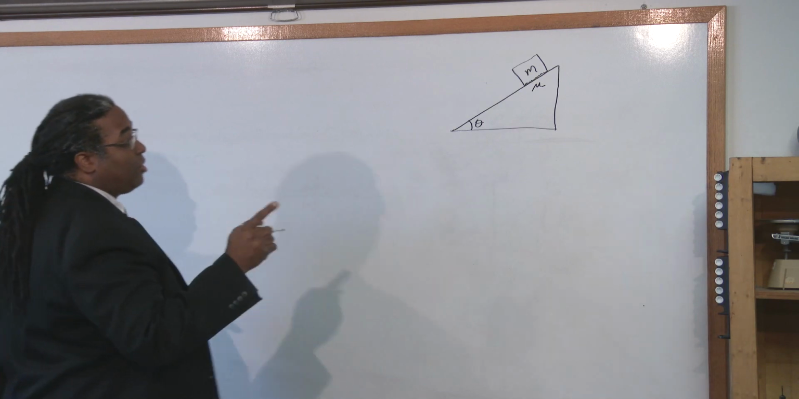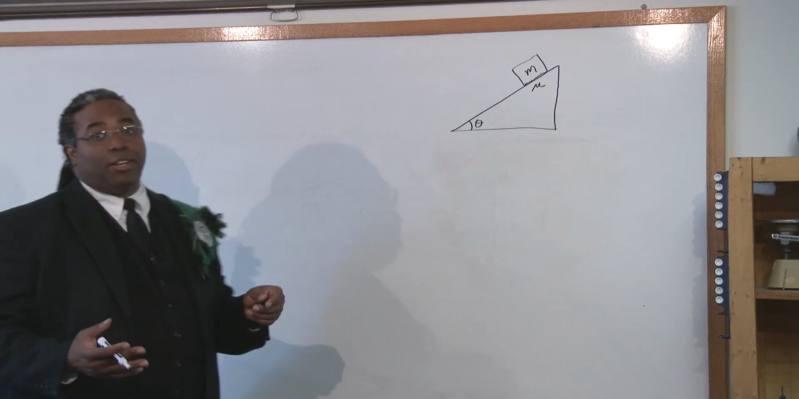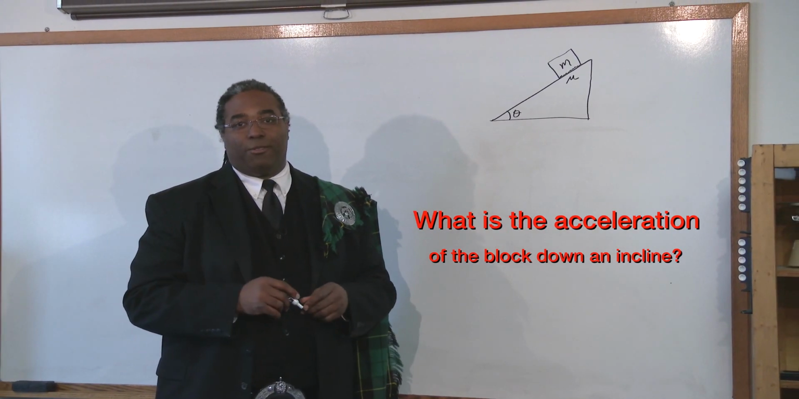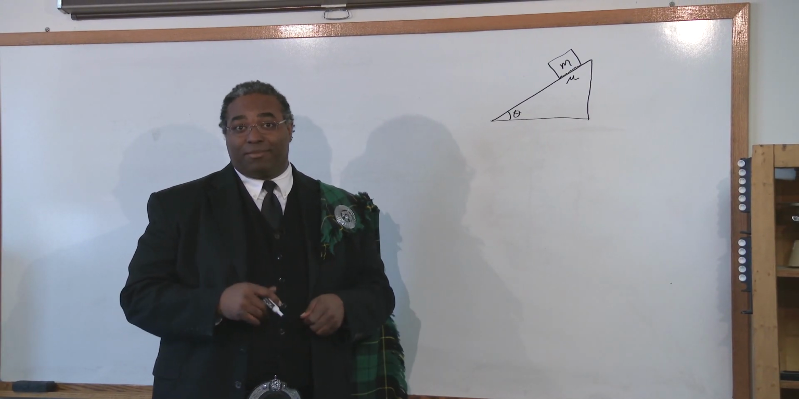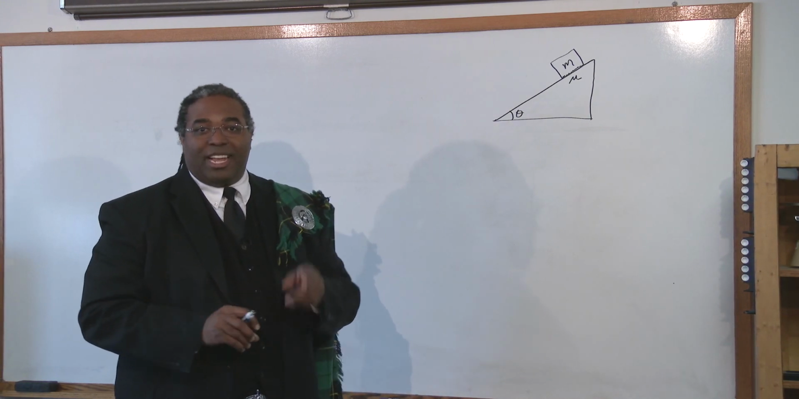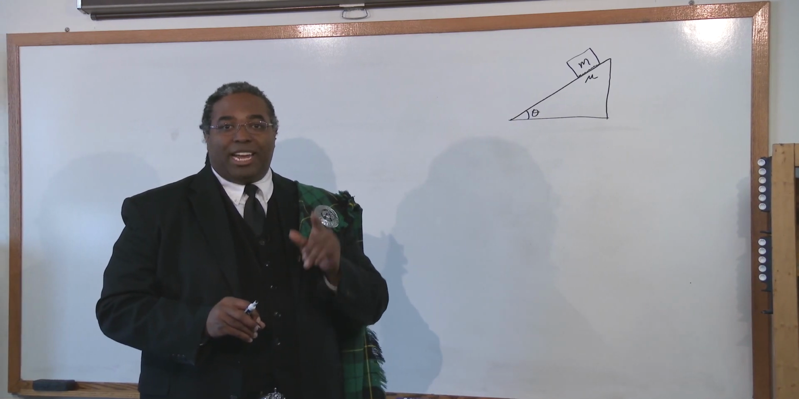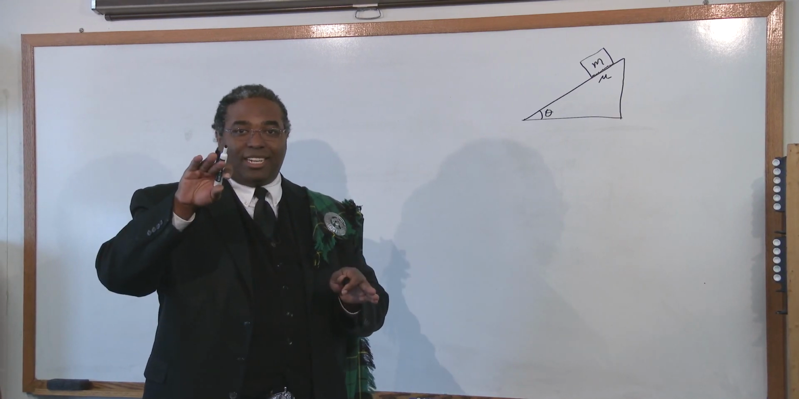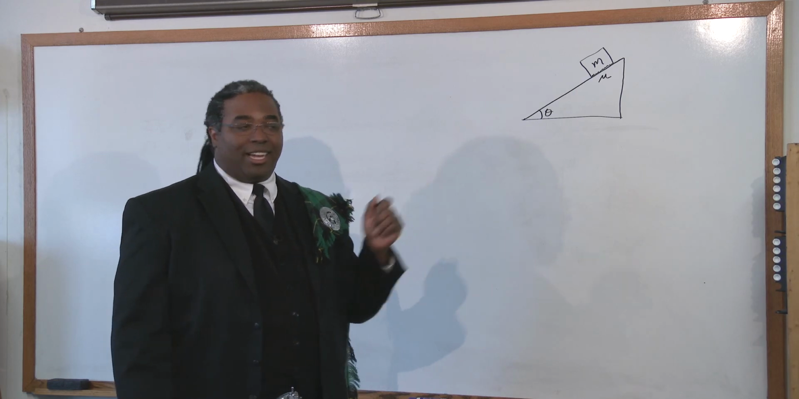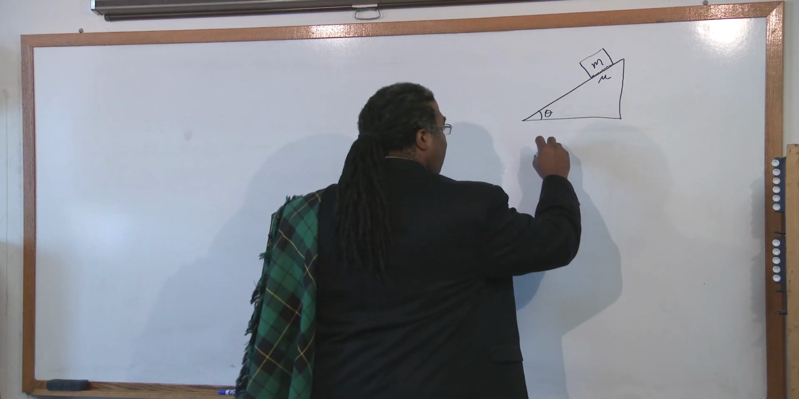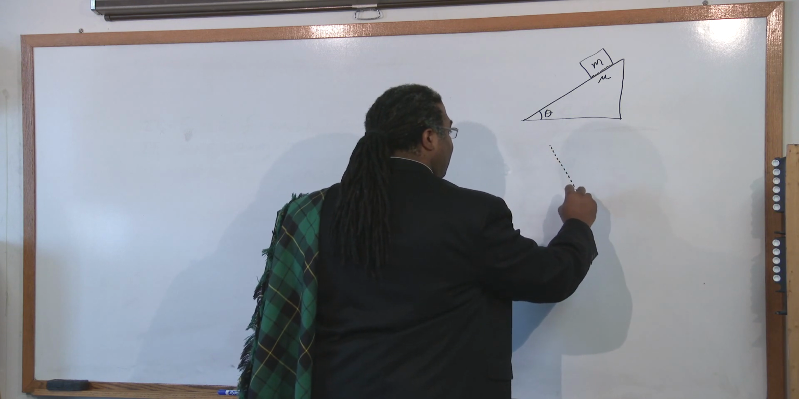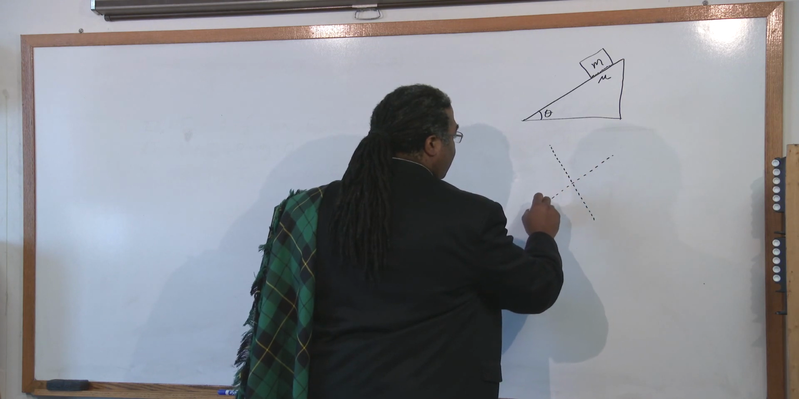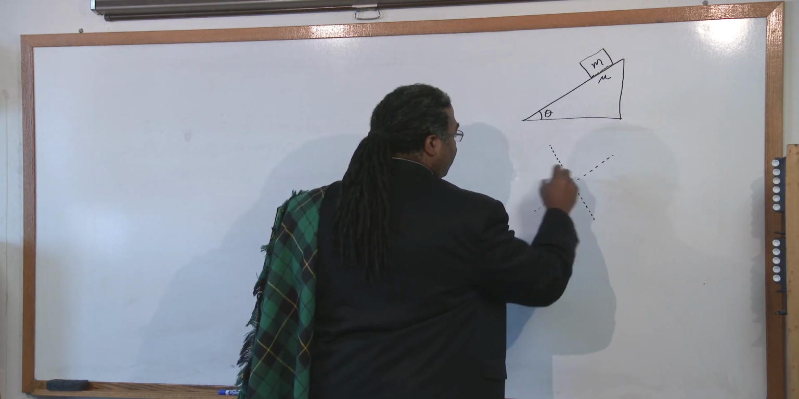So the problem might ask, what is the acceleration of the block as it goes down the incline? So, guess what? The 5 steps. Step 1, choose a coordinate system. For this type of problem, it would be simpler to choose a coordinate system that is actually tilted at the same angle as the incline, and you'll see why in just a second. So we'll draw a Cartesian coordinate system and we'll tilt it along with the incline.